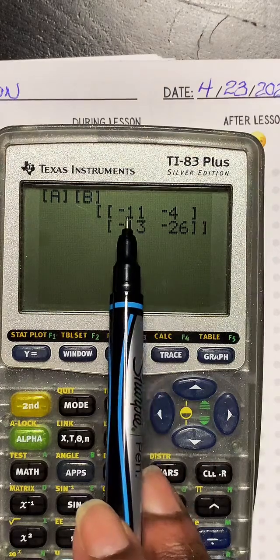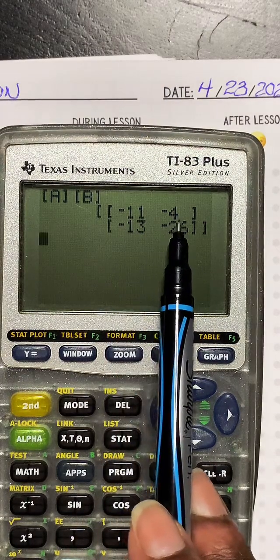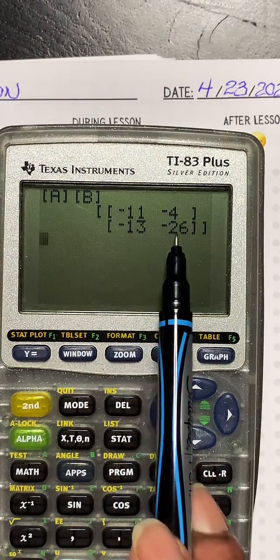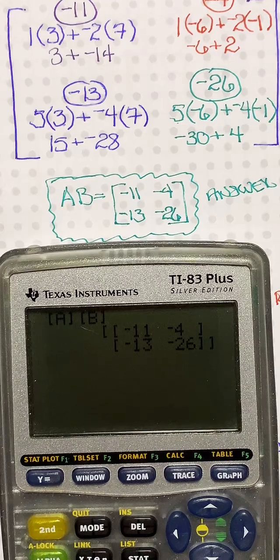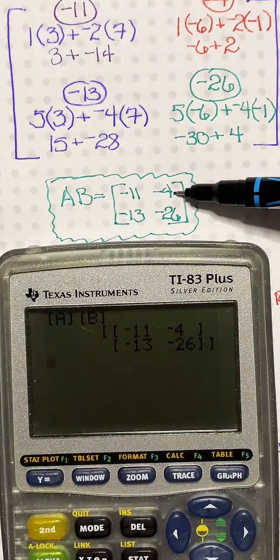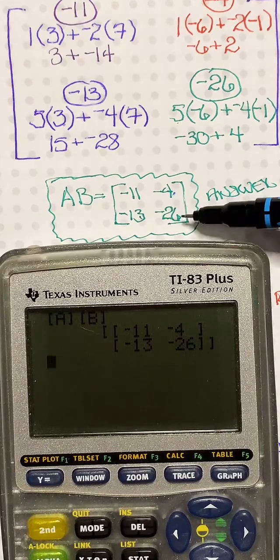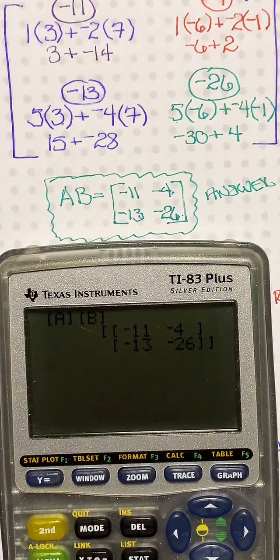And there we go. -11, -4, -13, -26. Does that look familiar? Okay.